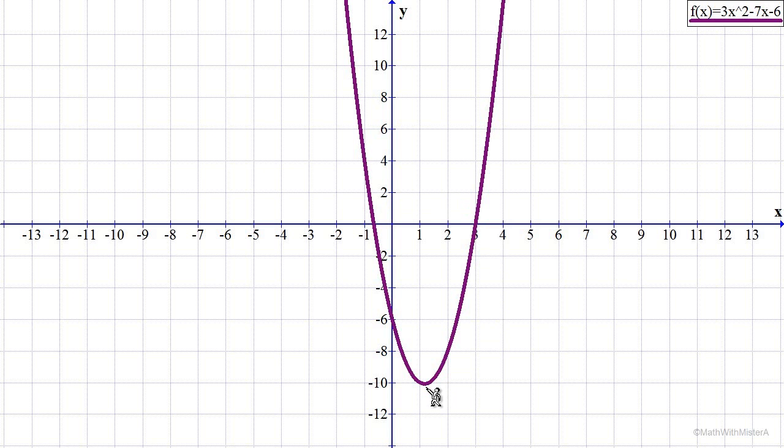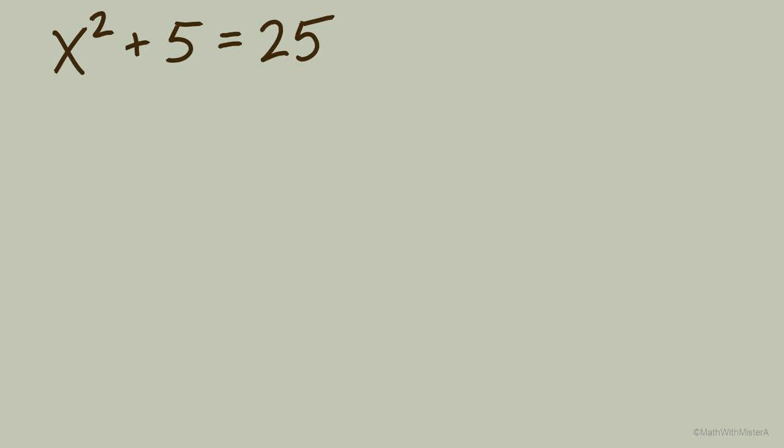So just a good lesson that we can use the graph at times, but in order to really verify our numbers, we should do that part algebraically. Here's our next example, x squared plus 5 equals 25. We could take a similar approach as to what we did in the previous problem, but we're going to go in a different direction this time because this equation has an x squared, but it has no x term.